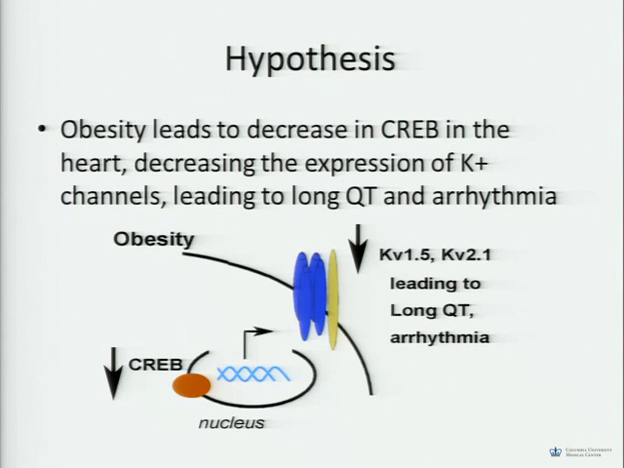We developed this hypothesis that if you have a reduction in Krebs, then you get a reduction in the expression of the potassium channels. And when you don't have the potassium channels, you have abnormalities in the ion currents, and they lead to long QT and arrhythmia. So this picture here shows the downregulation of Krebs, and then once you don't have Krebs binding, you get decreased expression of Kv 1.5, Kv 2.1. Those are just two ion channels. And then you get the development of long QT and arrhythmia that I've been discussing.